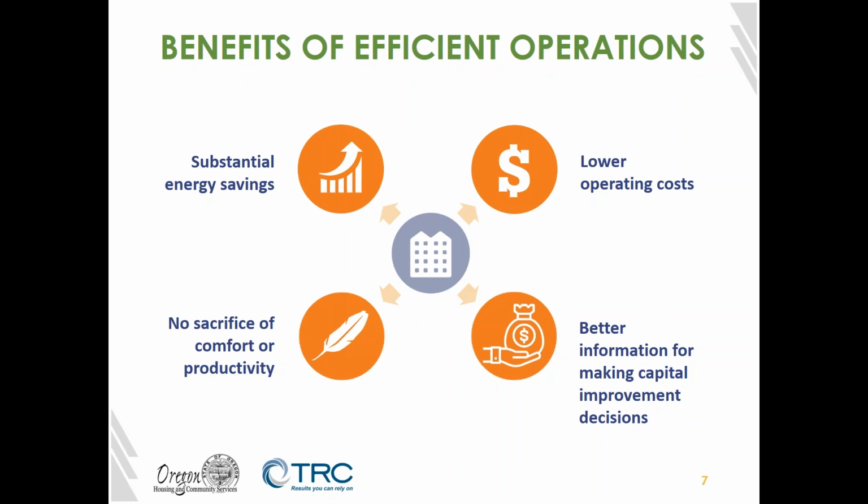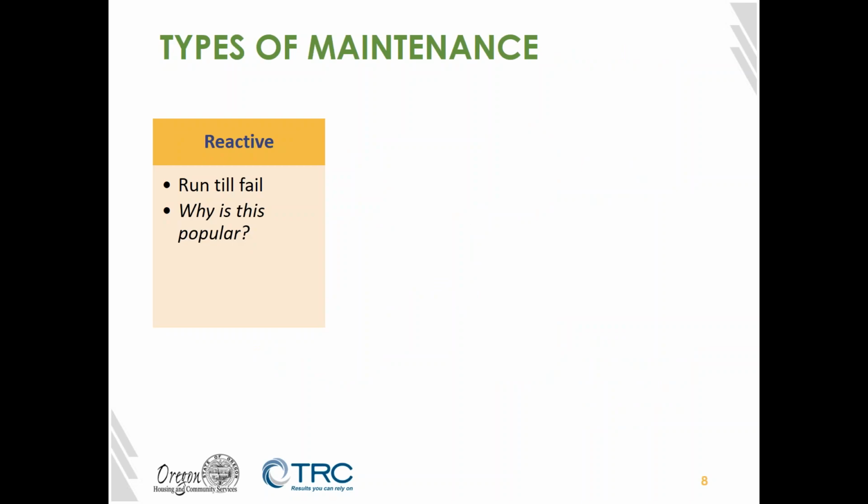And all of this can help provide better information for making capital improvement decisions because we have better information about how our building is performing. So let's talk now about some basic types of maintenance. And the first type of maintenance that we'll discuss is reactive maintenance.